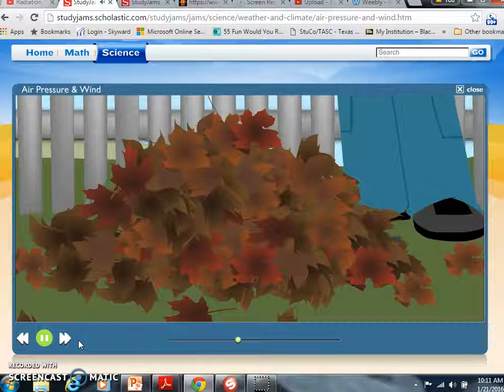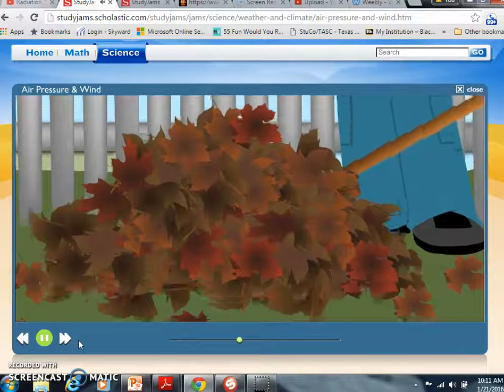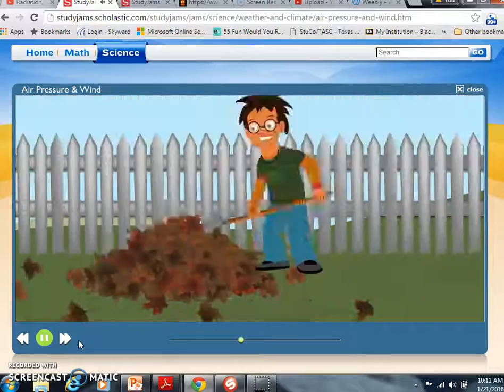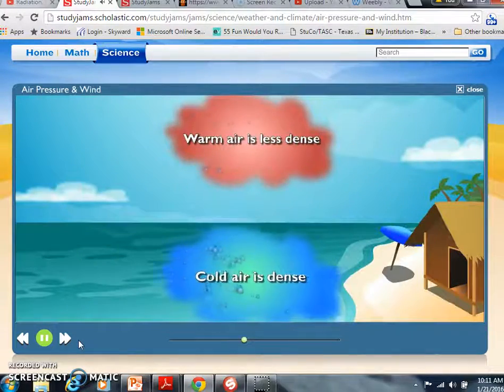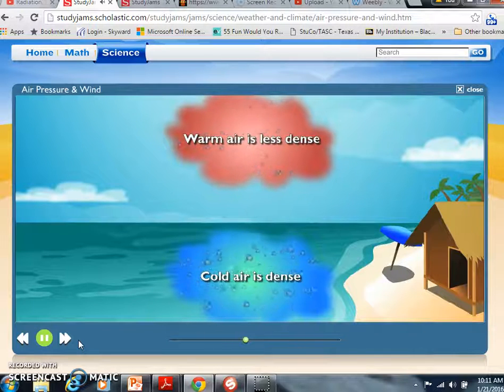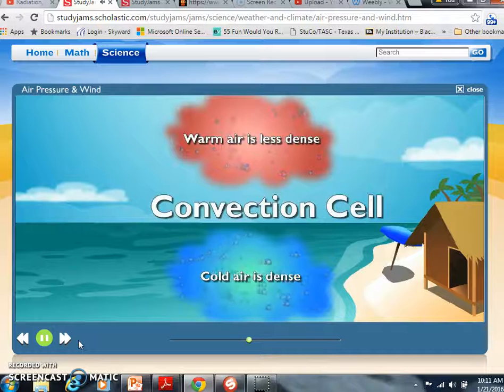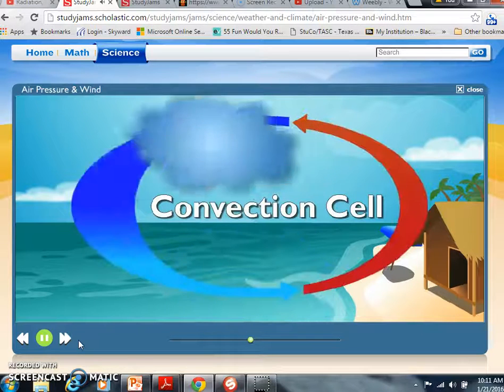Hey, it's like the leaves we picked up. When they're together, they're heavy and hard to lift. But scattered around, they're lighter. Yeah. So it makes sense that dense air sinks and less dense air rises. The pattern of rising and falling air is called a convection cell. Convection cell? Check it out.